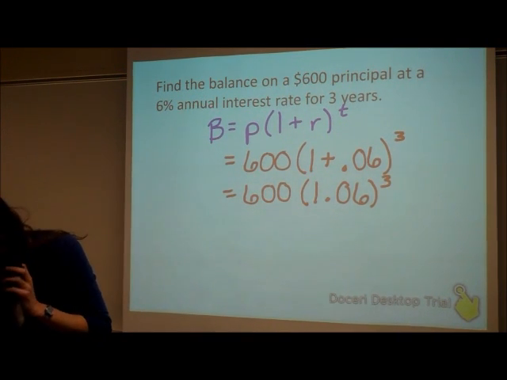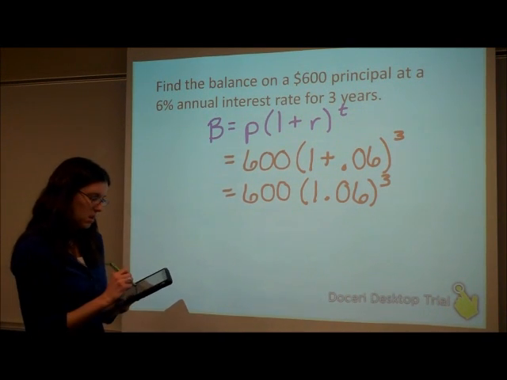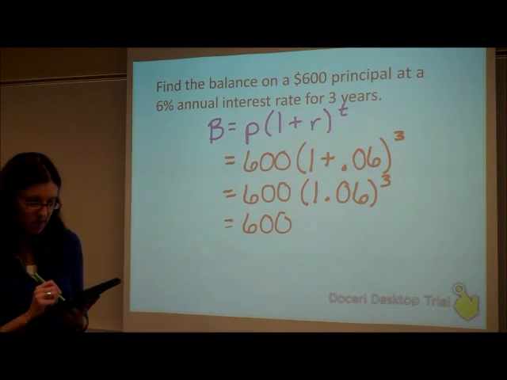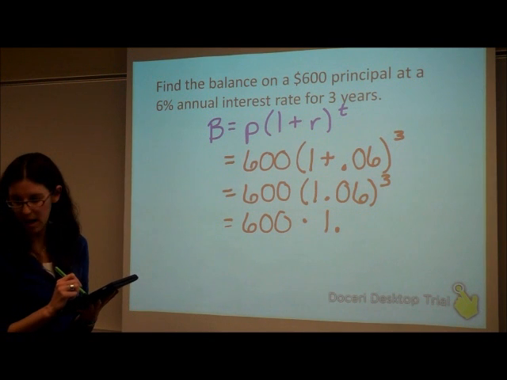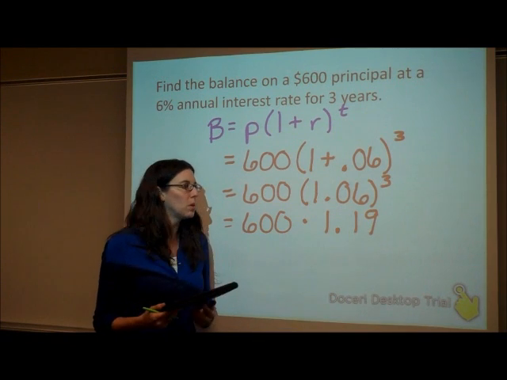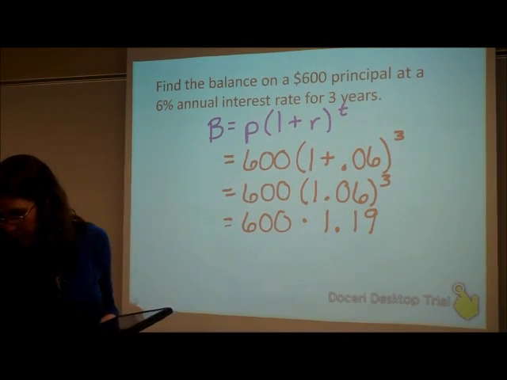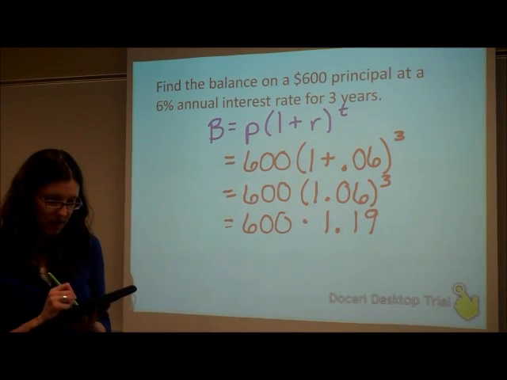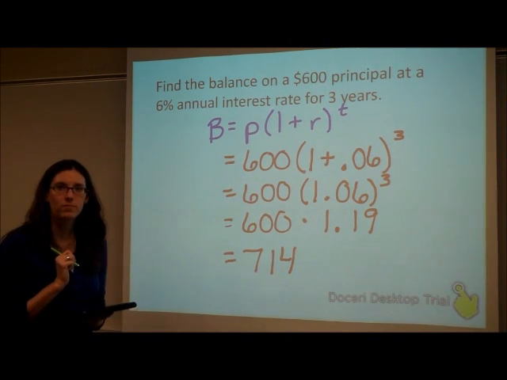So your 1.06 to the third power will be 1.191, which since it's money I need 2 decimal places, so it's just going to be the 19 because after that's a 1. Then multiplying that by my 600, I get a total of $714. Okay?